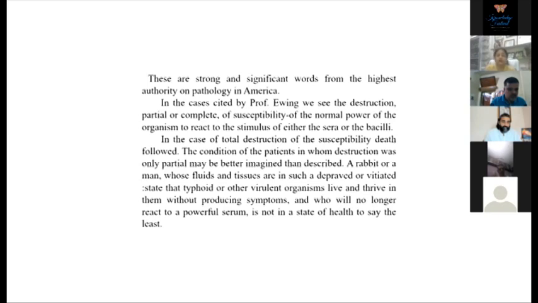A rabbit or a man whose fluids and tissues are in such a depraved or vitiated state that typhoid or other virulent organisms live and thrive in them without producing symptoms, and who will no longer react to powerful serum, is not in a state of health, to say the least. People say, oh, we got vaccinated, we did not have any symptoms. They feel that they did not get any problem, but their state was not powerful enough even to produce any symptom. That is also not a very good sign.